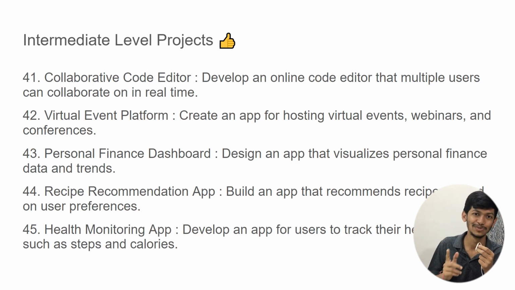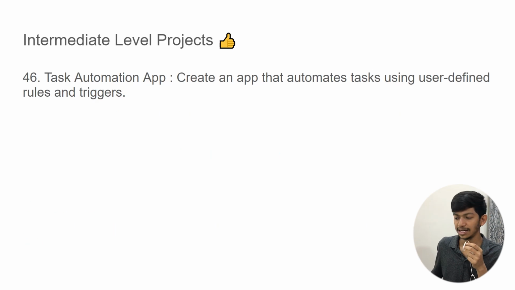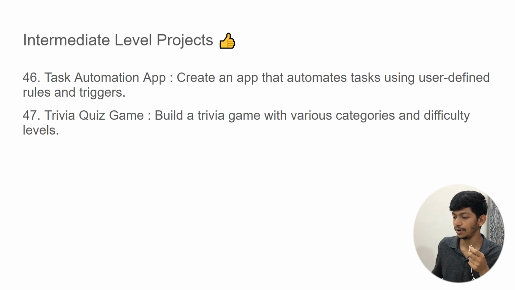So let me reveal the first bonus, I just forgot. So the first bonus is there are 5 more projects, so it's not just 50, it's 55. Task automation app, create an app that automates tasks using user defined rules and triggers. Trivia quiz game, build a trivia game with various categories and difficulty levels.